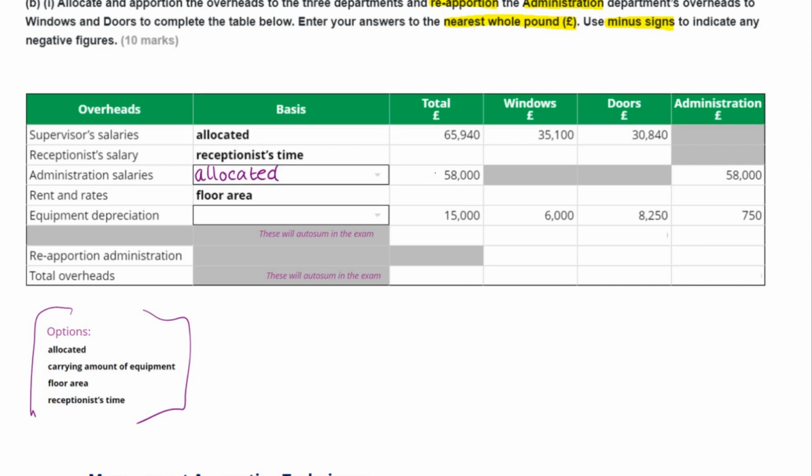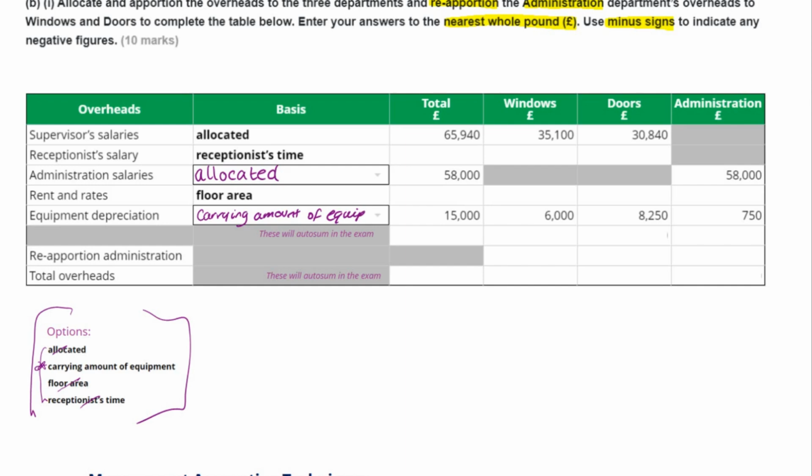For the equipment depreciation, we've got to choose from one of these four options again. So we wouldn't be looking at receptionist time. It hasn't got anything to do with the equipment. Floor area, no, doesn't really take into account anything about equipment. Allocated, it isn't allocated, we haven't been given the figure, and therefore we are left with carrying amount of equipment. So that's going to be our answer for the basis.